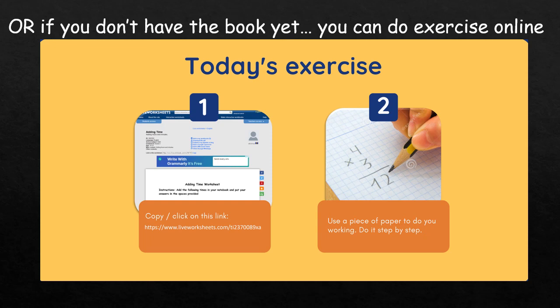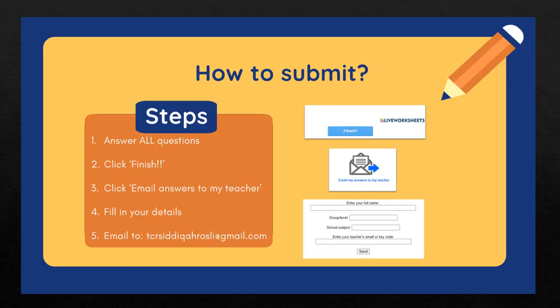For those of you who have not bought the orange book yet, you can do the exercise online. As usual, I have uploaded the exercise online on live worksheet. I provided the link on WhatsApp group, so just click on that and then use a piece of paper to do your working and do it step by step. And as usual, how to submit the live worksheet. You need to answer all questions and then you just click finish. You will see the finish button right at the bottom of the page. And then you just click on email answers to my teacher, fill in your details.